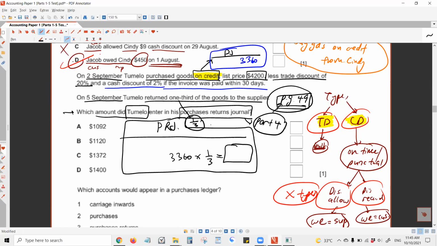So you notice this question, they have given you something that you don't need to use. It is the cash discount because that's not relevant. There's no payment yet. Payment has yet to come into the picture. So just ignore the cash discount that's given. Never expect to use all the information given in the question. You have to know what you need to achieve. Then you only take the things that you need. 1120. That's why the answer is B.